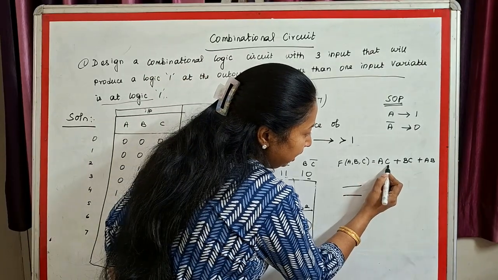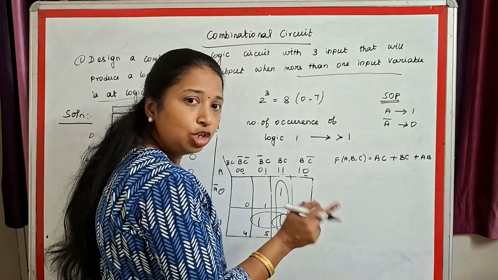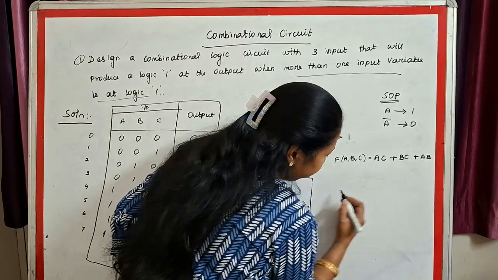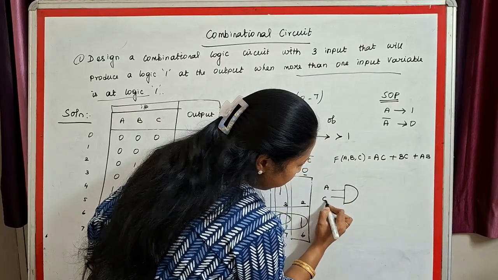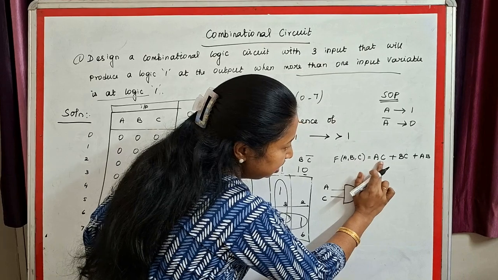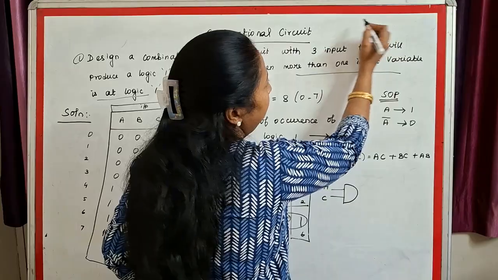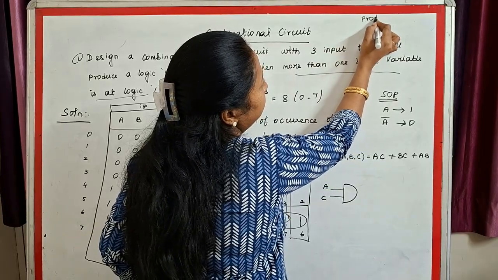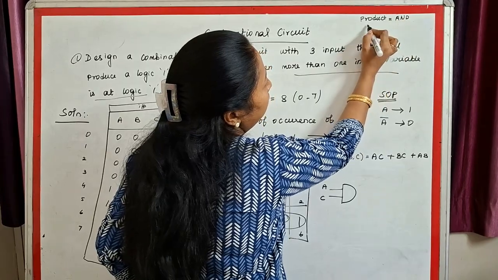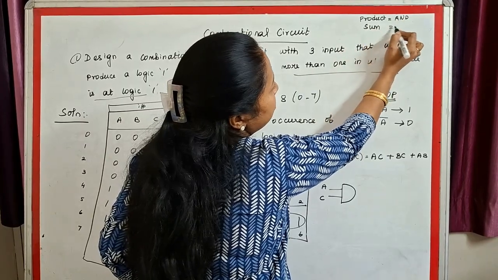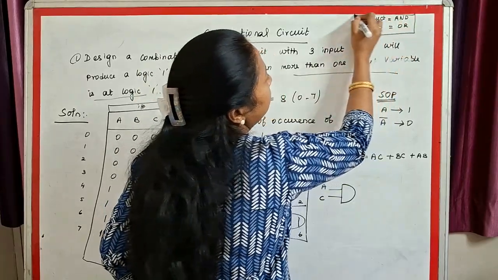Fine. A and C, it is a product. So for a product term, which gate will you be using? You will be using an AND gate. A and C are my inputs to this particular AND gate. A and C, it is a product term. So let me write it here. For a product term, you will be using an AND gate. For a sum term, you will be using an OR gate. Fine. Keep this in mind.